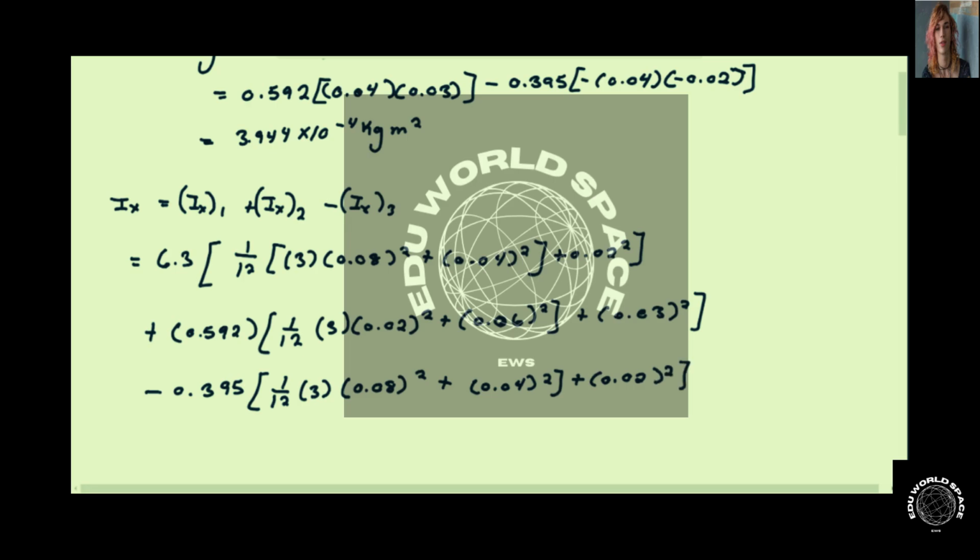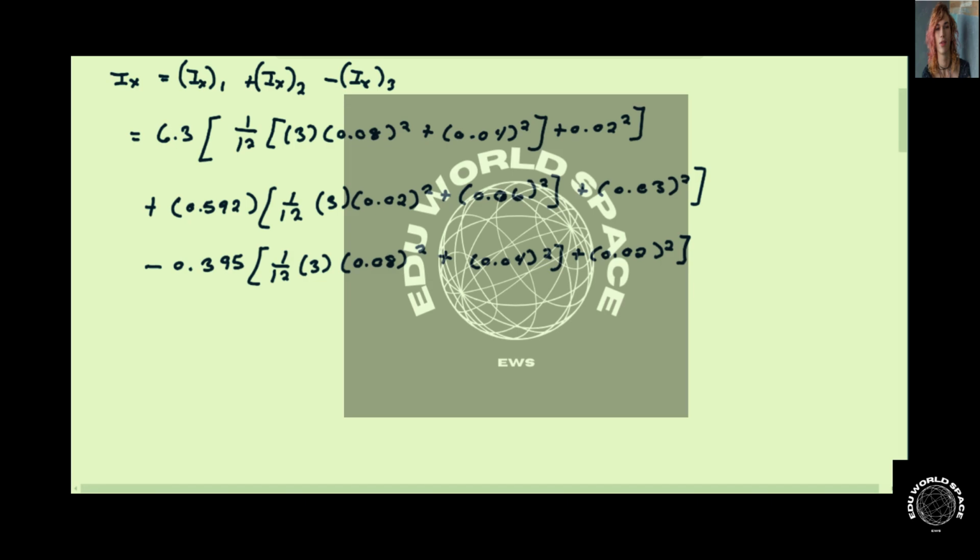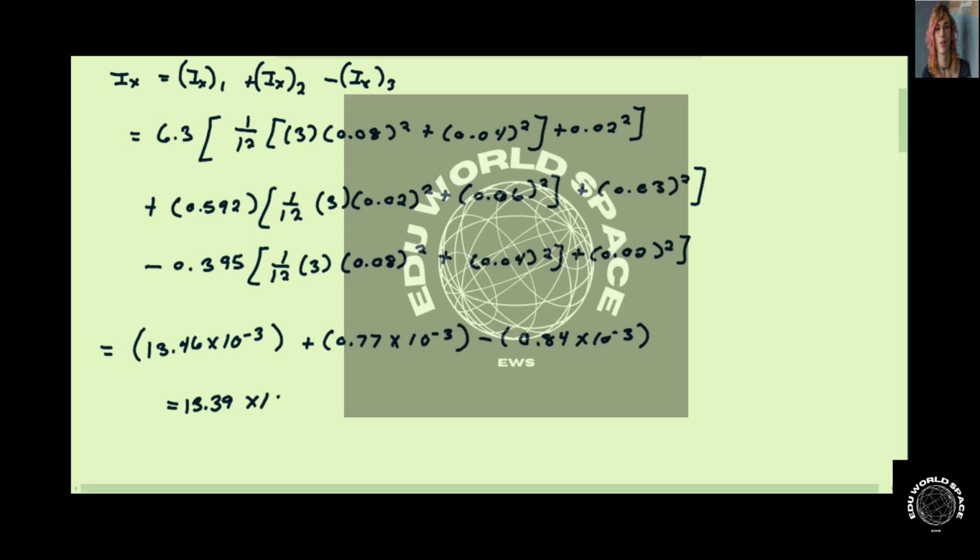And this equals 213.46 times 10 to the negative 3, plus 0.77 times 10 to the negative 3, minus 0.84 times 10 to the negative 3, which equals 13.39 times 10 to the negative 3 kilograms meters squared.